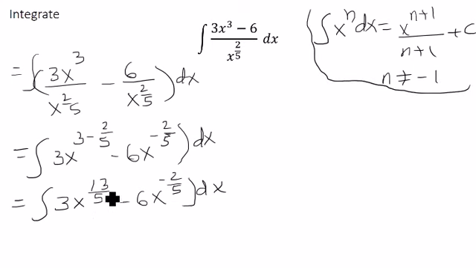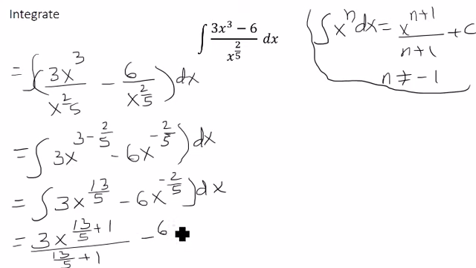In the first case, n is 13 over 5. In the second case, n is negative 2 over 5. So it's going to be 3x to the power 13 over 5 plus 1, over 13 over 5 plus 1, minus, then we have 6x to the power negative 2 over 5 plus 1, over negative 2 over 5 plus 1, plus a constant c.